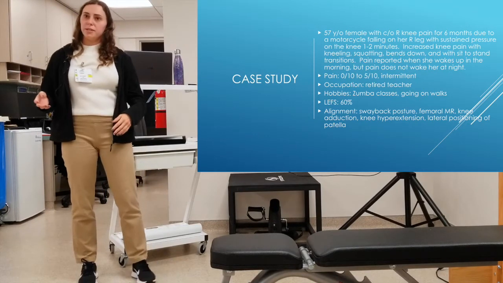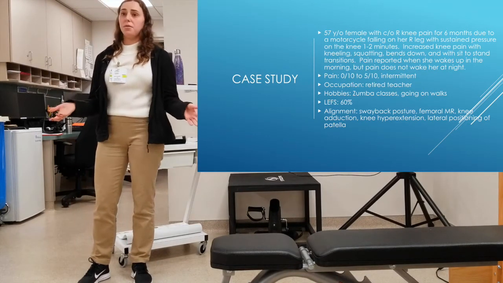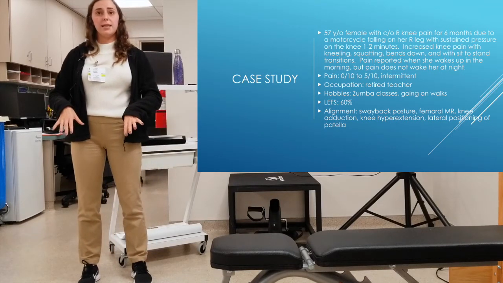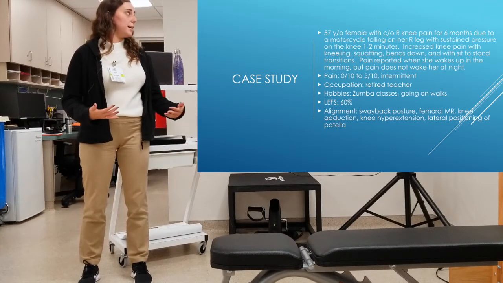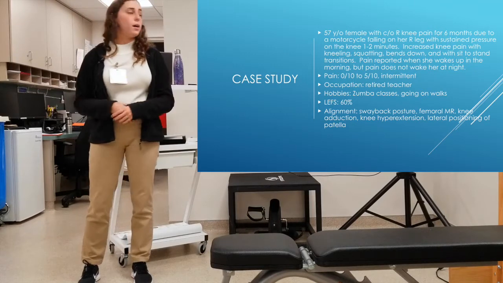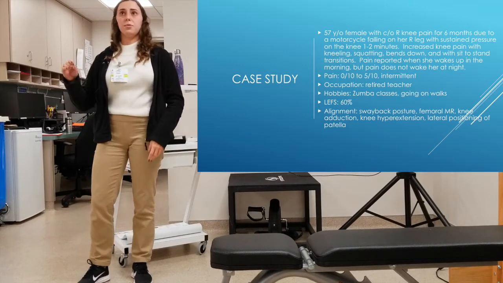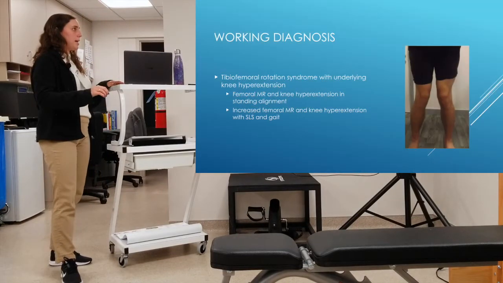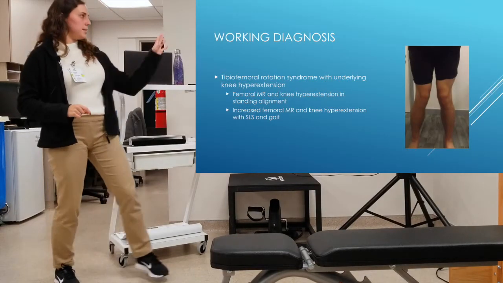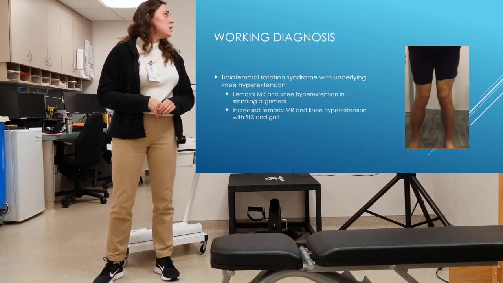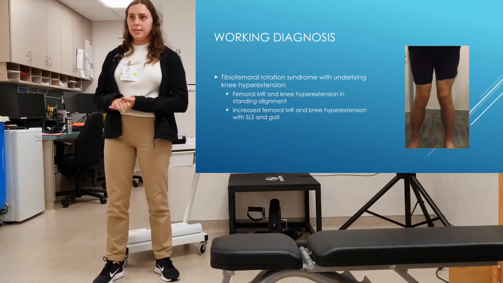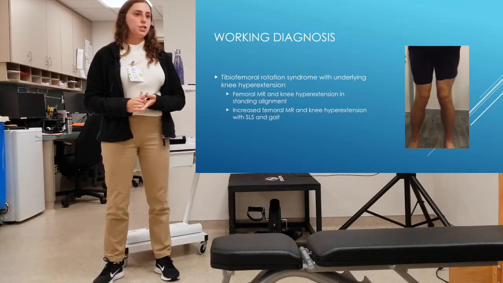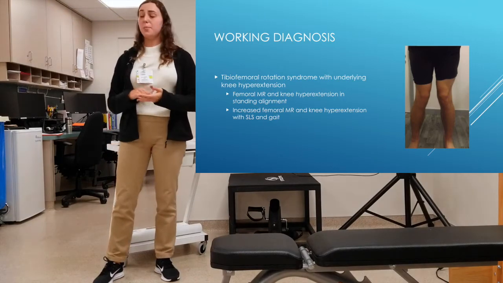So her posture presented with that sway back. Both femurs were medially rotated and hyperextended. She had some adduction of the knees, so maybe some valgus with that. And then her right patella was positioned a little bit laterally. So that's what she looked like. This is not her, but this is a picture similar to her. So based on all that, I gave her the working diagnosis of tibiofemoral rotation with underlying knee hyperextension.